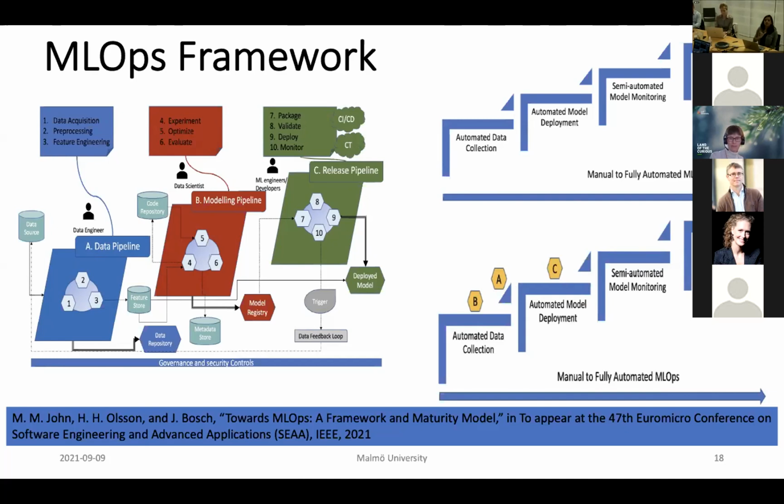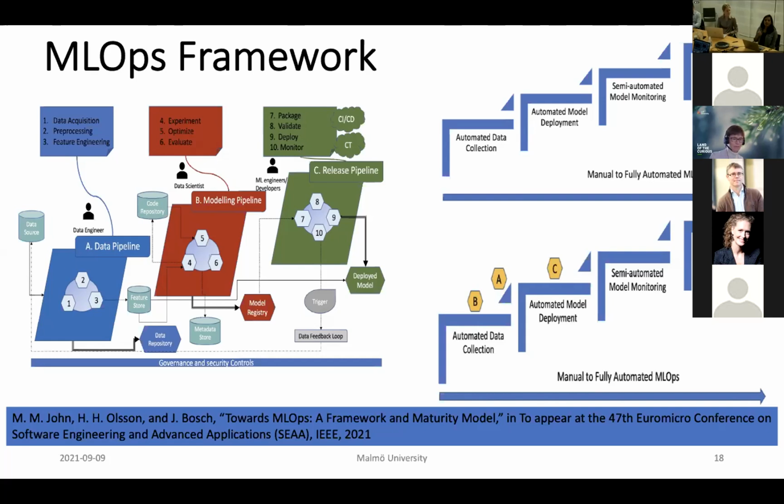In that particular figure, we can see that once you have data and code, we can version it and store it in a data repository for future use, or for training and retraining of the model. The deployed version of the model can be stored in the model registry, and you have a data feedback loop and so on. And also we figured out 4 different stages that companies go through when they are trying to get into fully automated MLOps. The identified stages are automated data collection, automated model deployment, semi-automated model monitoring, and fully automated model monitoring.